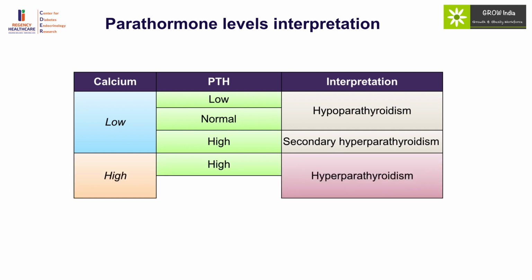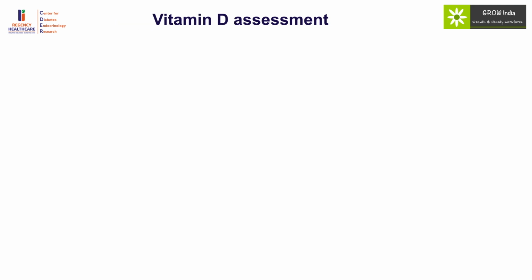High calcium and high PTH levels are directly indicative of hyperparathyroidism, but an inappropriately normal parathyroid level for a hypercalcemia, when there should be no PTH, is also indicative of hyperparathyroidism. So we should be very careful in the assessment of PTH level, always in the context of calcium levels.